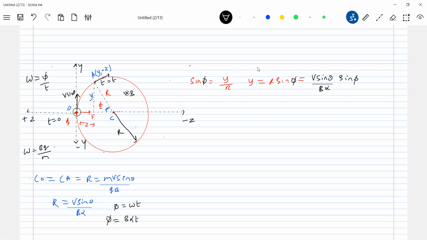Okay, now phi you can replace it. So this should become y is equal to v sine theta by B alpha times sine of B alpha t. I got the y coordinate. Similarly, I want the z coordinate. Z should be equal to CO minus the distance, CO minus r cos phi.